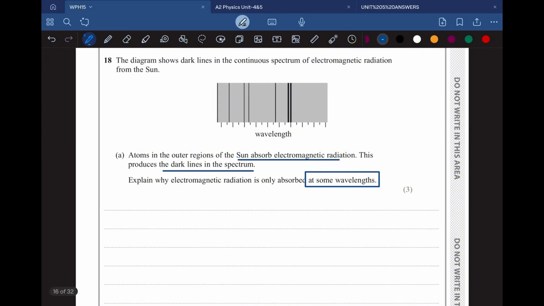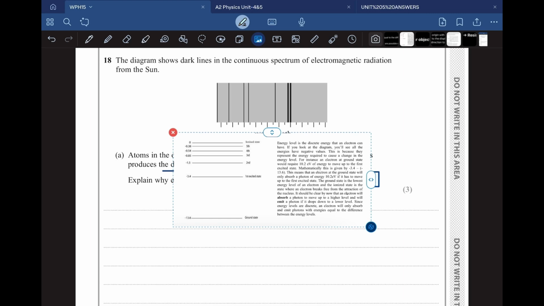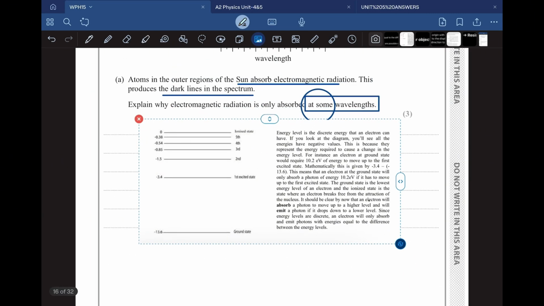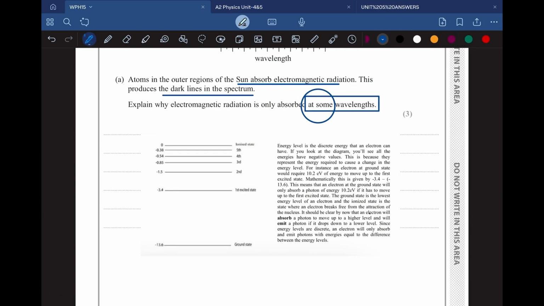It is absorbed at a particular wavelength. Basically, this is an AS physics question. Let's go through the whole topic right here. We can go through them in real detail. You guys can see that electrons have discrete energy levels. This is first, this is second, this is third, this is fourth.